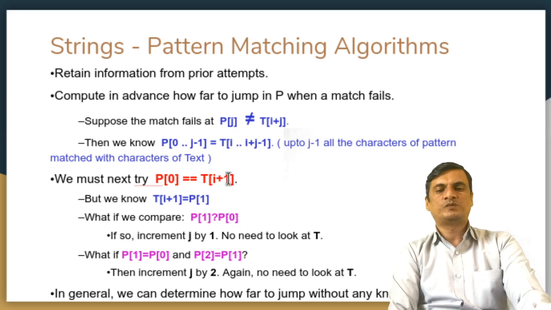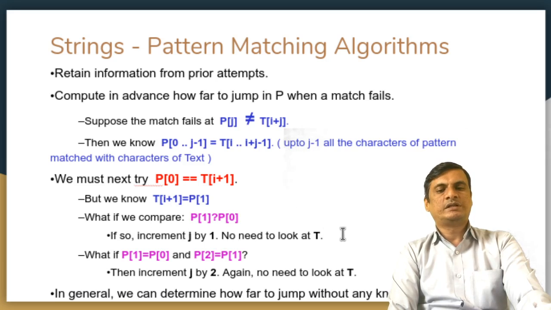When you say I plus 1, the I plus 1th text character is going to be equal. Now at some instance, say if I plus 1 is going to fail, but we know that already T of I plus 1 is equal to P of 1. Then shall I compare P of 1 with P of 0? If it is equal, then increment by 1.